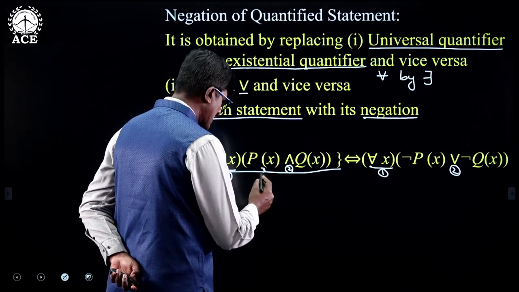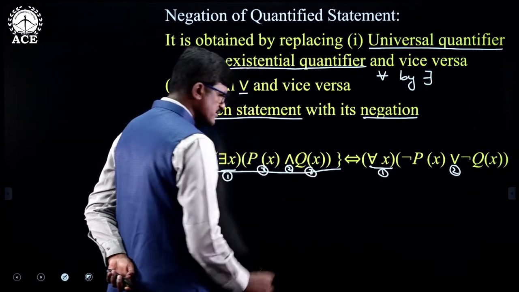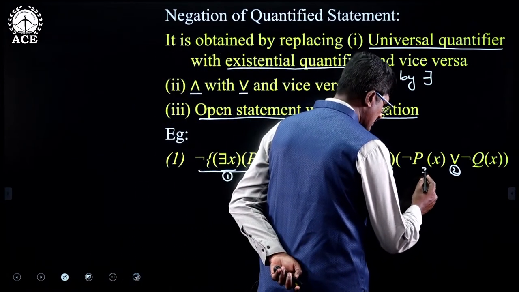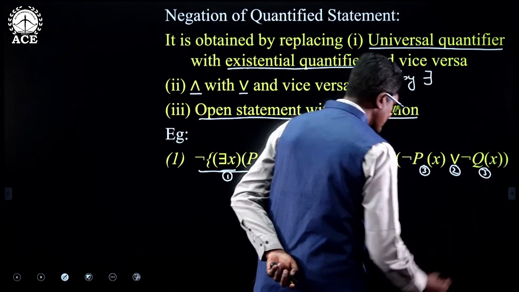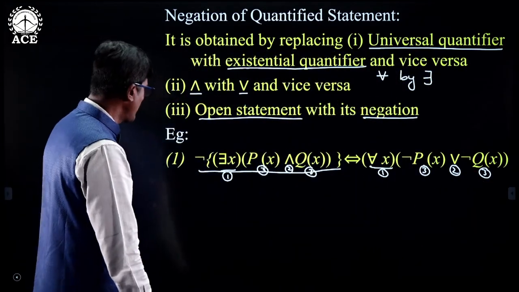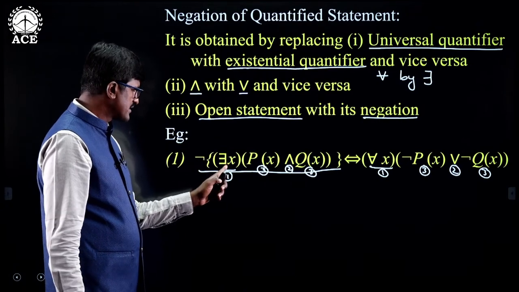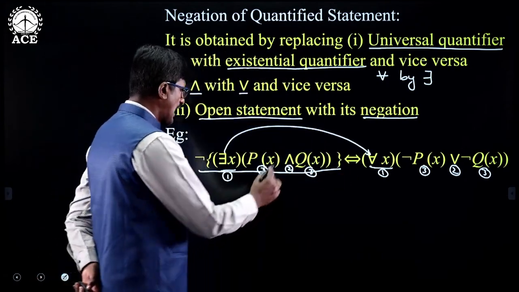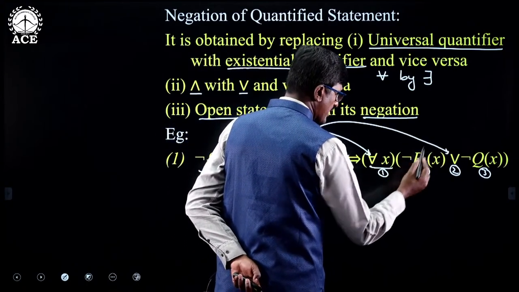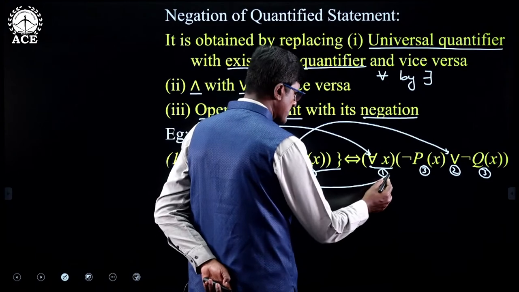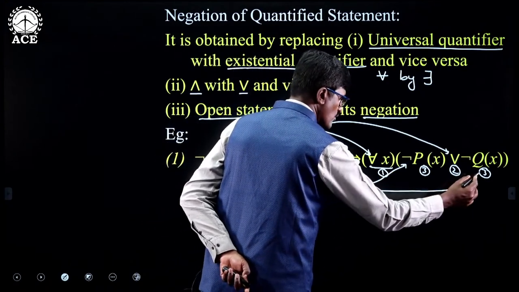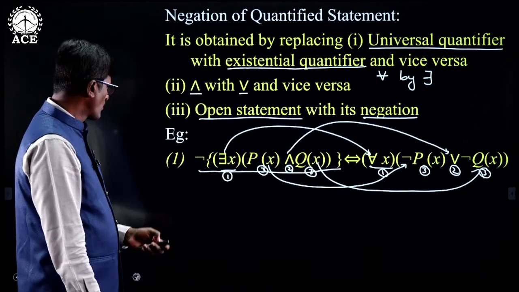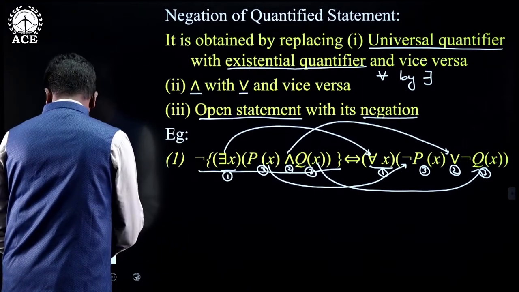Condition number 3. If there are open statements, we have to replace those open statements with their negations. Here P of x and Q of x are there. We have to replace them with their negations, that means negation P of x and negation Q of x. So here we are going to find the negation of this by replacing the existential quantifier with universal quantifier, by replacing AND connective with OR connective, and by replacing open statements with their negations. This is how we have to find the negation of the given quantified statements. Now let us see one more example.